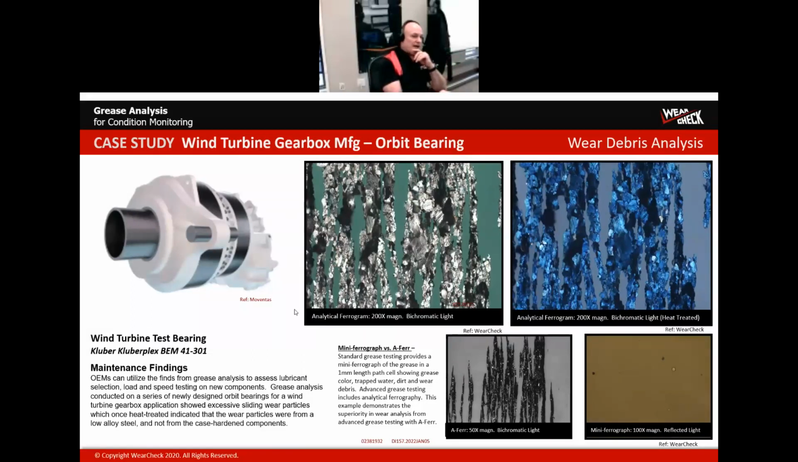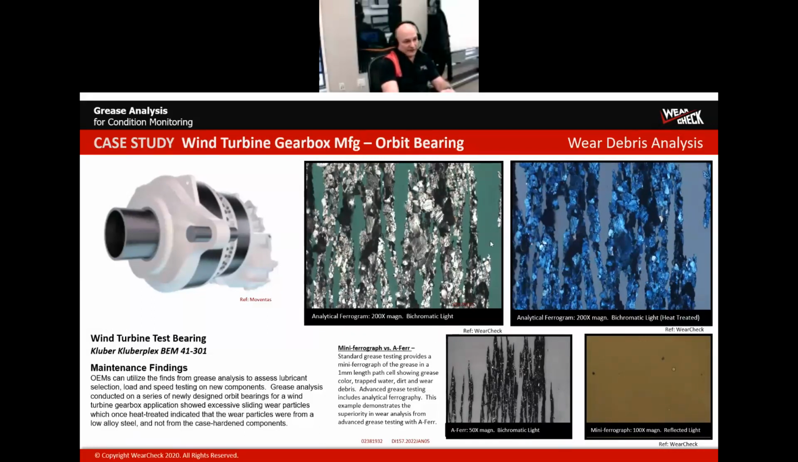Again, we heat treated the slide, and the fact that they rapidly oxidize to a blue color is an indication it's a low alloy steel, although we've got a couple of medium alloy particles in there as well. But it helps the manufacturer identify the type of wear and where the source of the wear is coming from under these types of conditions.